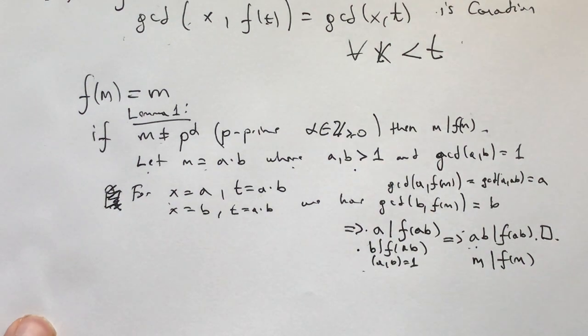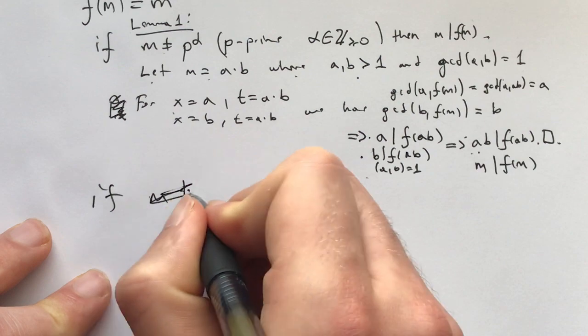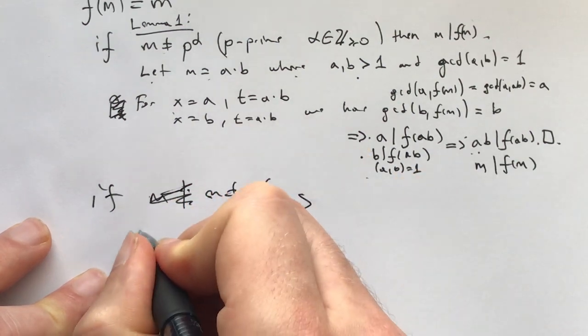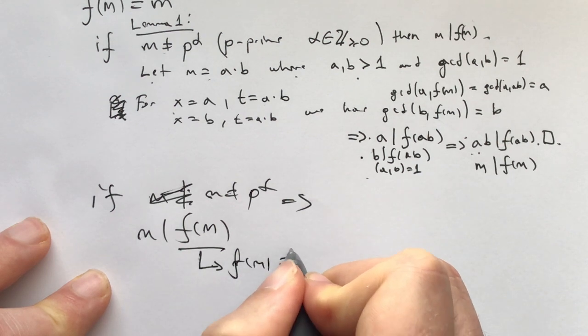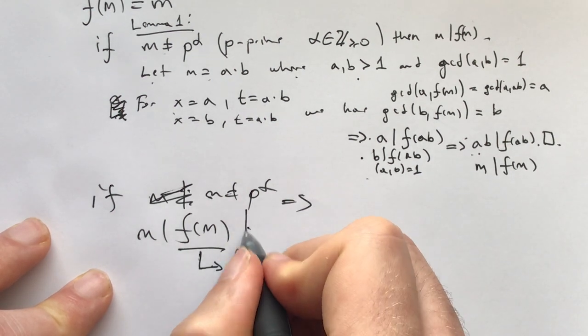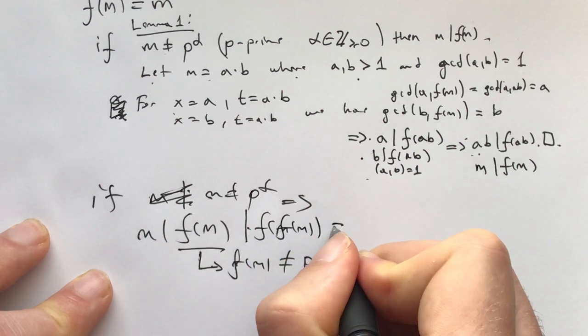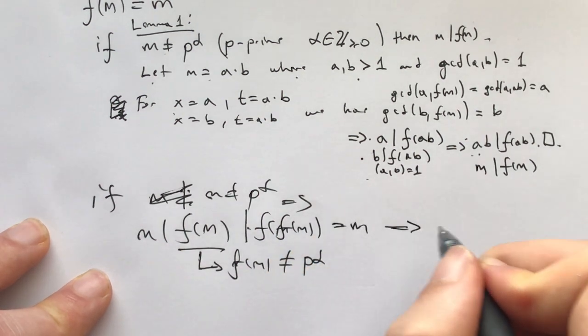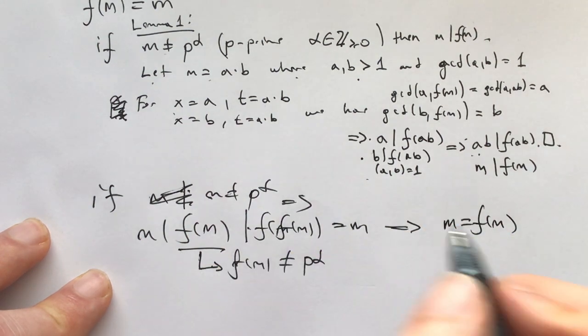And now with that, we say that if m isn't equal to a prime power, that implies that m divides f of m, which implies f of m isn't equal to a prime power, which then implies f of m divides f of m, which is equal to m. And from here, we have m is equal to f of m for all such m.